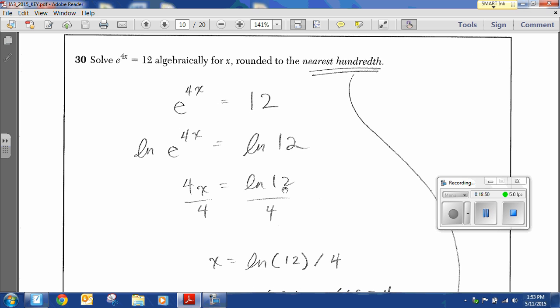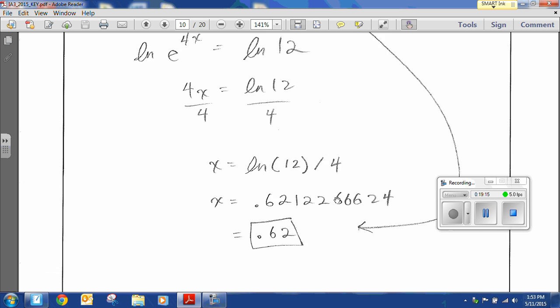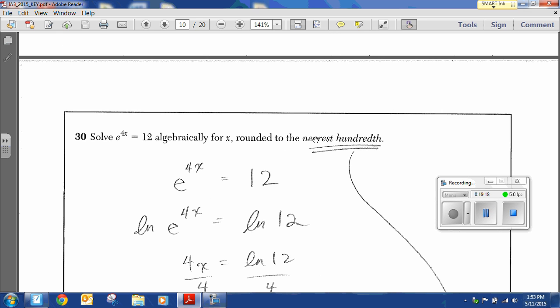Number 30. Here we must take the ln of both sides, because we know that ln is the inverse operation of e. That cancels out ln and e. 4x comes down, and 4x equals ln of 12. We must divide both sides by 4, being very careful that when you plug this in the calculator, you must close the parentheses before you divide by 4. So the answer is 0.62 because it says nearest hundredth, and hundredth means 2 decimal places.